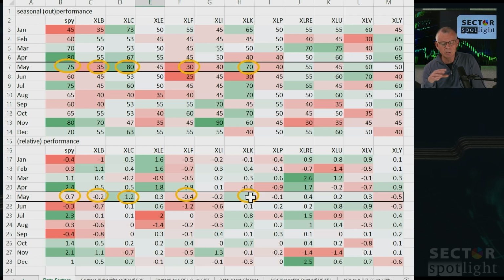Now, we all know that this is purely theoretical. This is all based on historical seasonal tendencies. And here in Sector Spotlight, we're going to see if we can find an alignment of these seasonal tendencies and these seasonal expectations with the current rotations as they're playing out on the relative rotation graph. And we're going to do that right now.